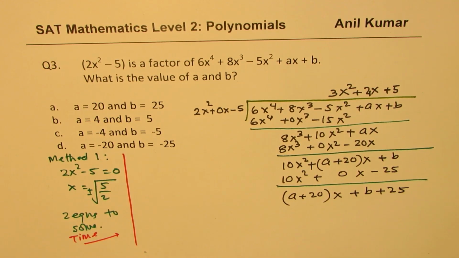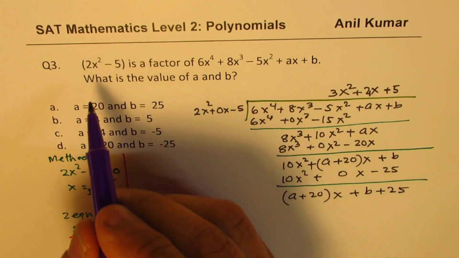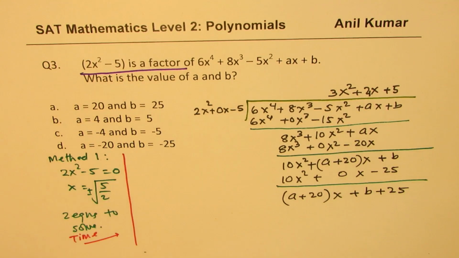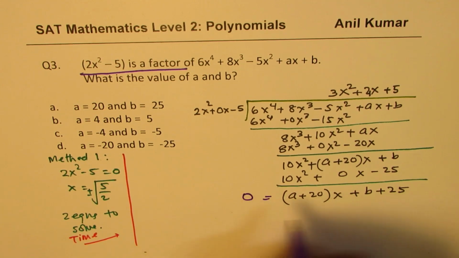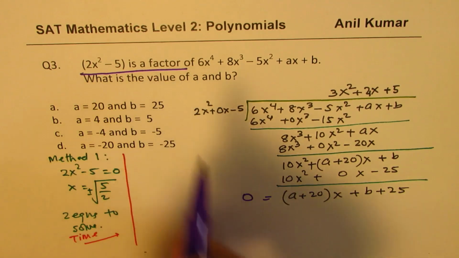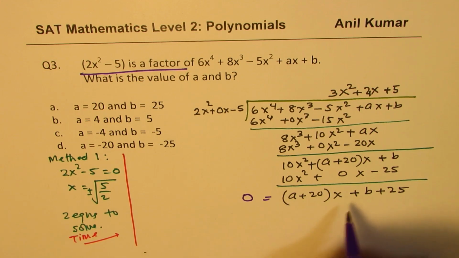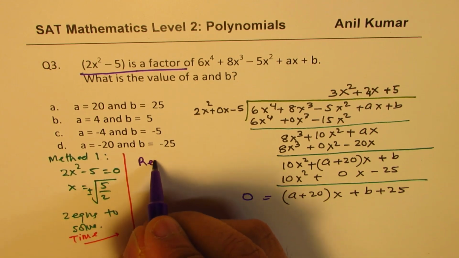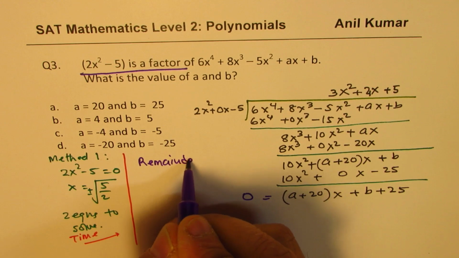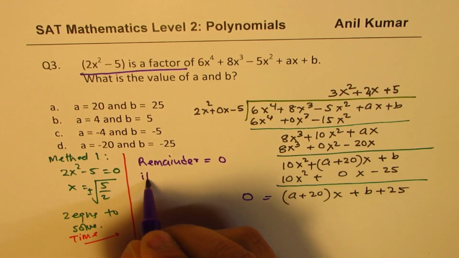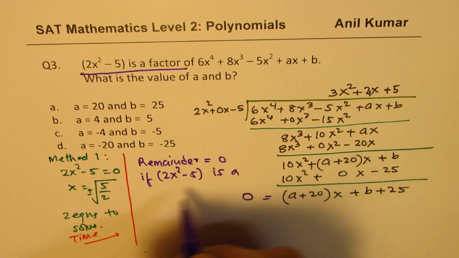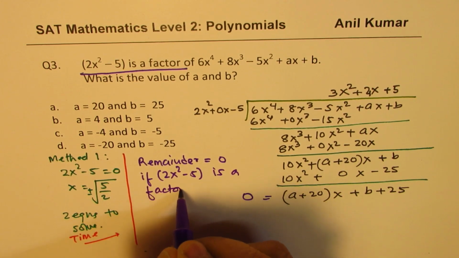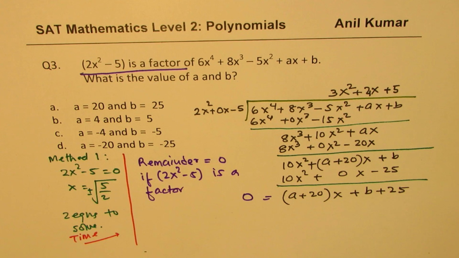Now what is the meaning of that 2x squared minus 5 is a factor? It means we are expecting remainder to be 0, right? So we expect, since this is a factor, that remainder should be 0, right? So let's write down remainder equals 0 if 2x squared minus 5 is a factor, correct? So we can equate this to 0 and find possible values for a and b.